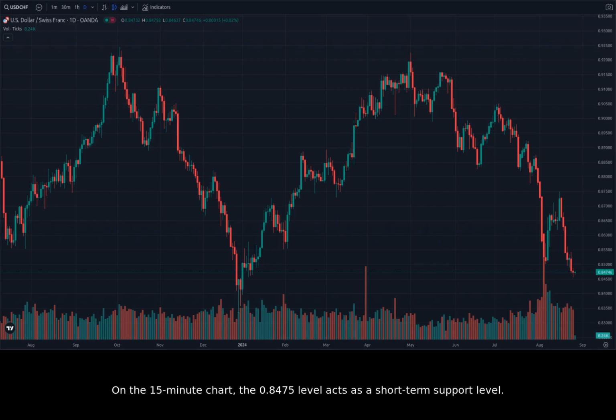On the 15-minute chart, the 0.8475 level acts as a short-term support level. If the price breaks below this level, it could suggest a continuation of the downward movement. However, the price has bounced back from this level in the past few hours.